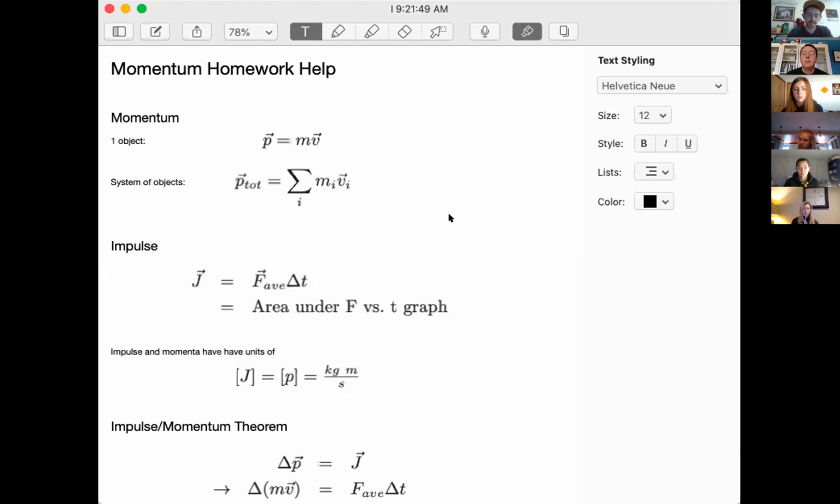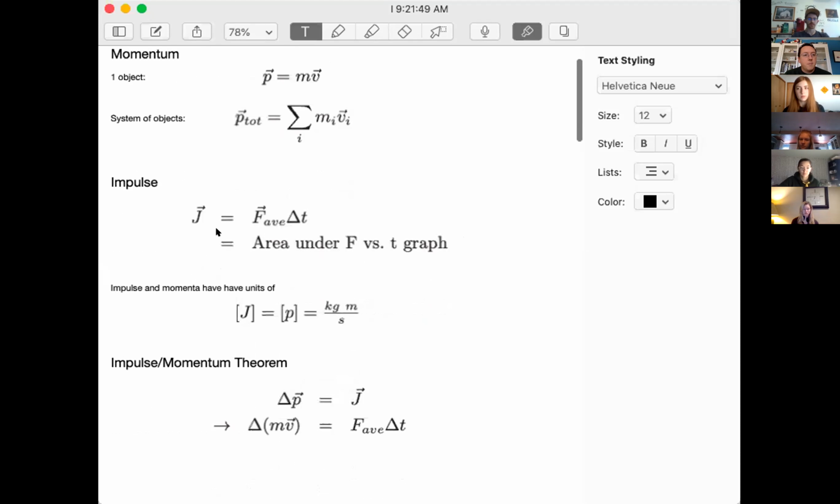All right. So that's what momentum is. It's mass times velocity. It's not that complicated of a formula. You've just got to know what it is. That's really all there is to it. All right. Then we have impulse.